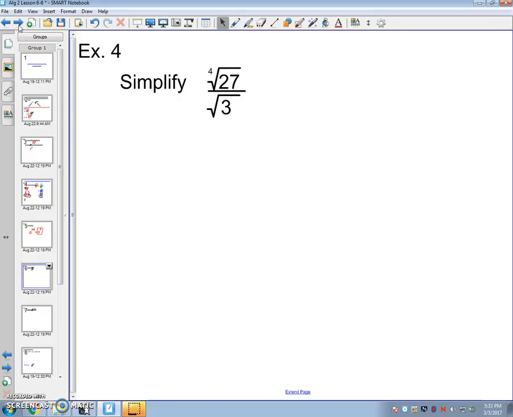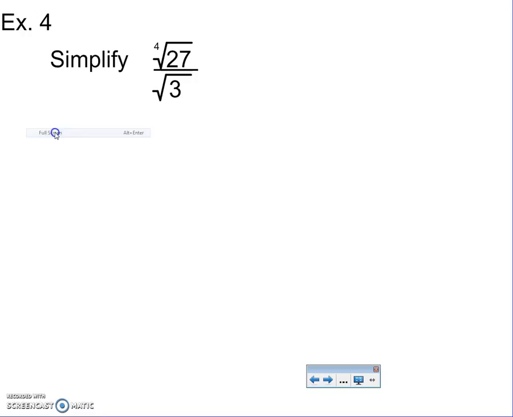Example 4, simplify this. Well, I'm going to use a couple rules here. First, let's not use that form. Let's use exponential form. So that's really 27 to the 1/4 power over 3 to the 1/2 power. Because remember, if it's invisible, it's a square root.